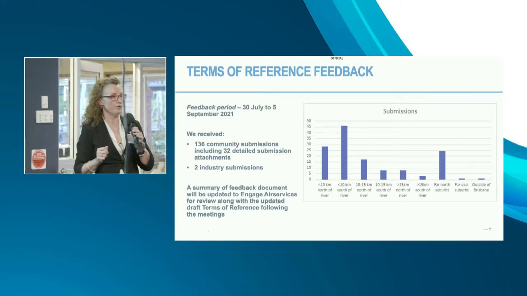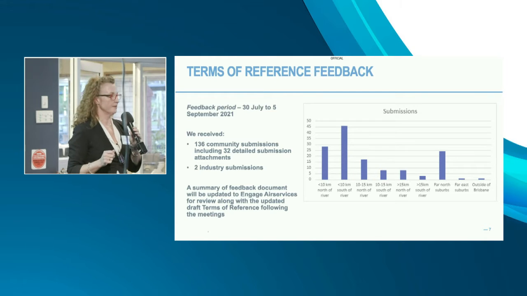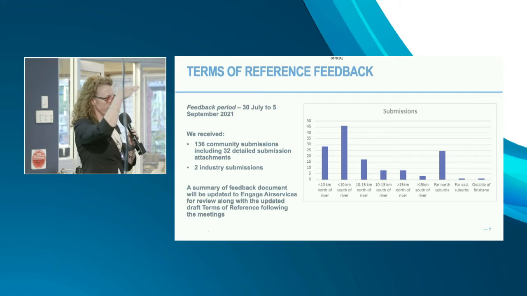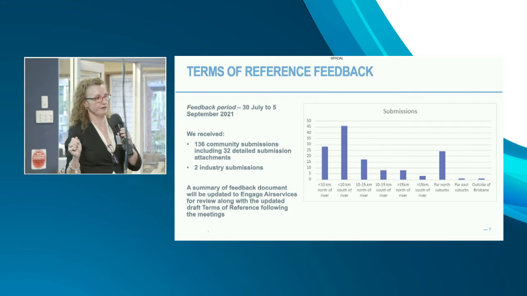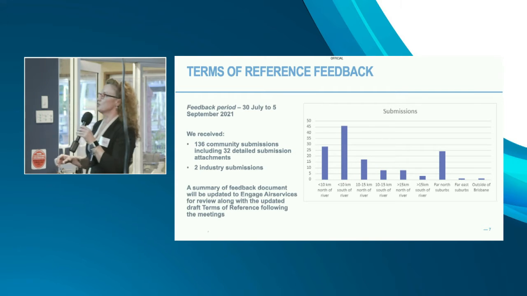We've produced a summary of feedback document. I think it's sitting at about 65 pages, but we've got it categorised by topic, which has the comment made in your feedback and what our response to it is, and if it's resulted in an update to the terms of reference. We did actually get a lot of questions through the terms of reference, so a lot of them too are answers to some of those questions.